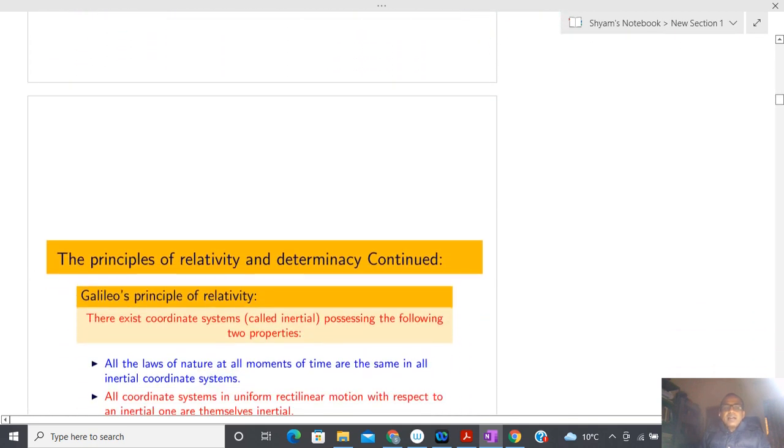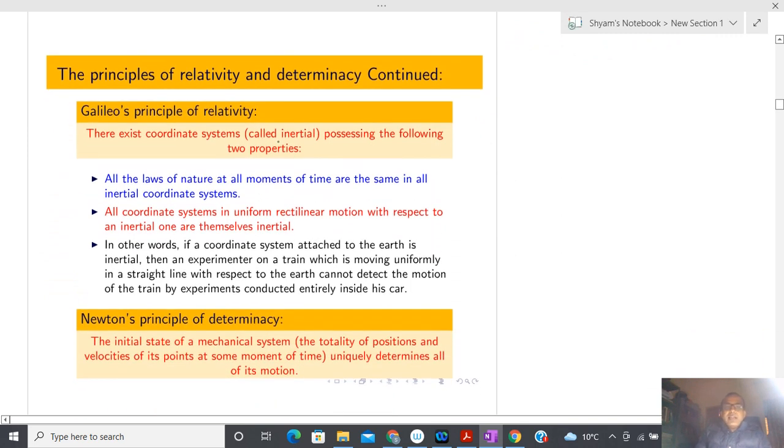Now the second thing, the Galileo principle of relativity. What they are telling is that there exists a coordinate system called inertial, possessing the following two properties. All laws of nature at all moments of time are the same in inertial coordinate systems. So if you select two or three inertial coordinate systems and search for the law at some moment, the laws become exactly the same in all coordinate frames. All coordinate systems in uniform rectilinear motion, meaning moving with uniform velocity in one particular direction with respect to an inertial one, are themselves inertial. These two things define the inertial frame. Mathematically we are trying to understand this statement.